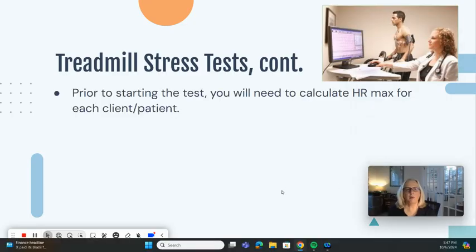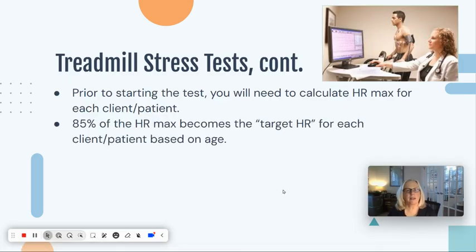Okay, so prior to starting the test, you need to calculate the heart rate max for that client or patient. And I know that you guys have probably heard this before and done it before. It is 220 minus the age. That is the heart rate max. 85% of the heart rate max becomes what we call the target heart rate, okay, for each client or patient based on age. You take 85% of that. So you need to calculate that first, so we know what our target heart rate is, okay?